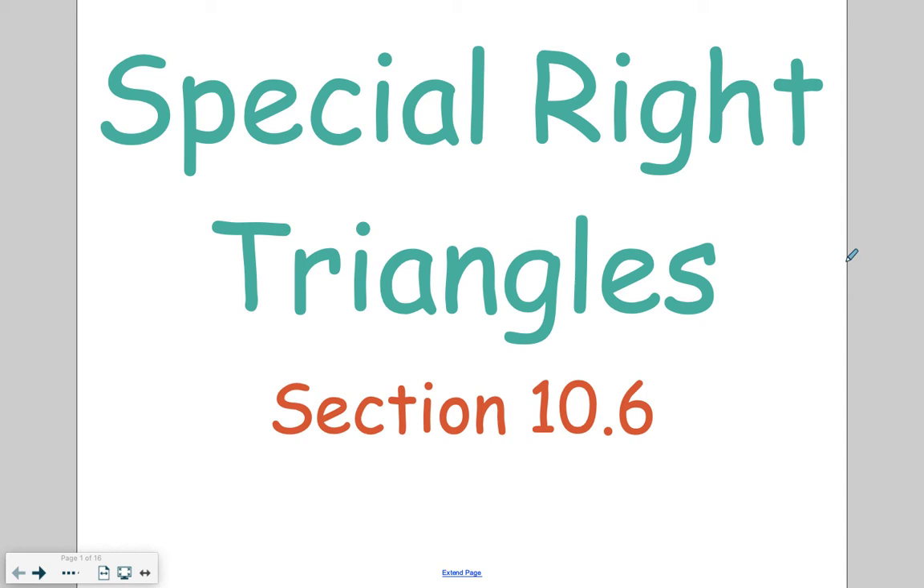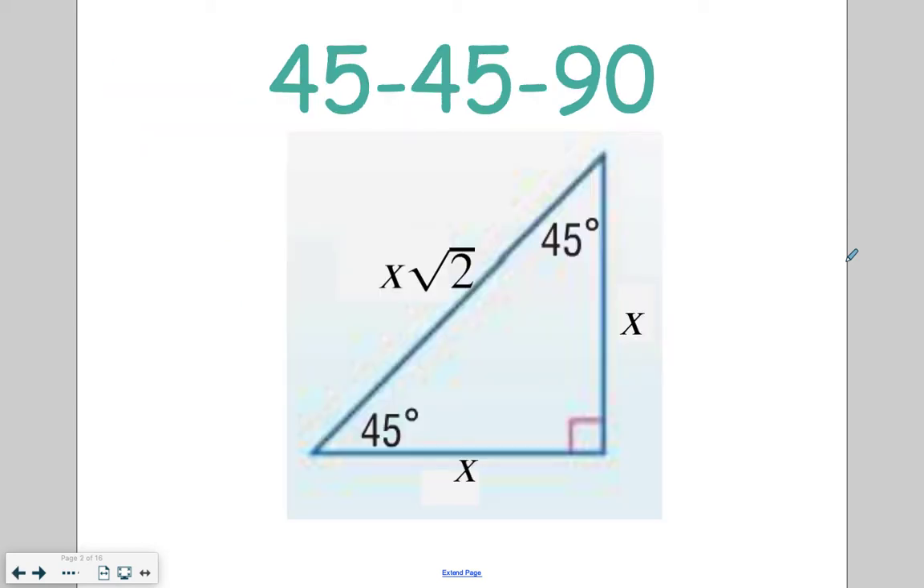Hello class, and welcome to section 10.6, which is about special right triangles. By the end of today's lesson, you will know about the two special right triangles and how to use shortcuts to find their measurements. So the first special right triangle is the 45-45-90 triangle.